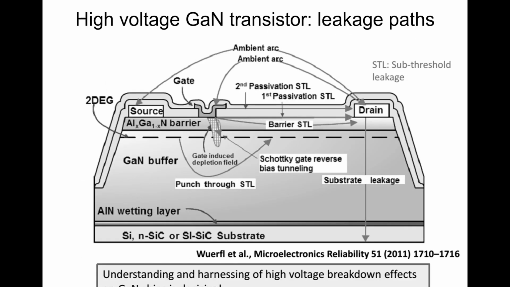Of course, leakage, it's very busy, these slides, there are many ways to get leakage. You can have arcing, you can go through the substrate, and depending on the defects from the growth, you can have punch through. Many groups worked to solve each of those leakage issues, and that was also obviously critical for reliability.